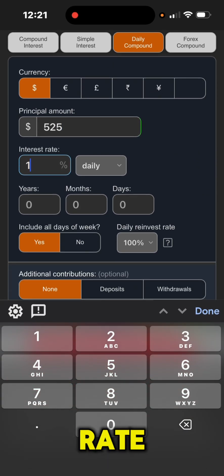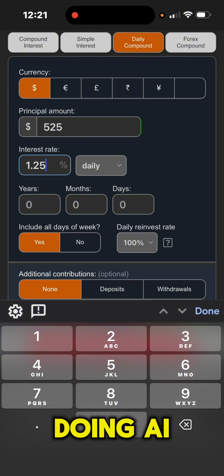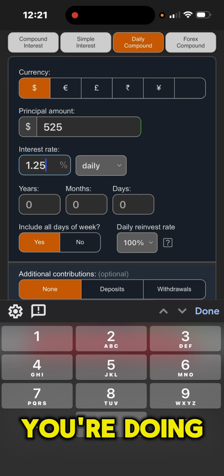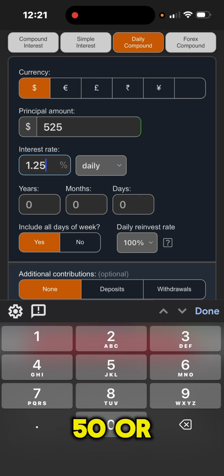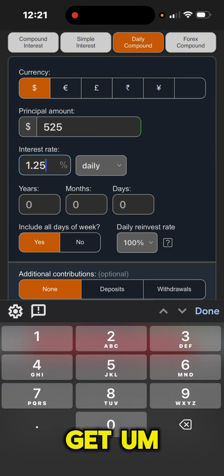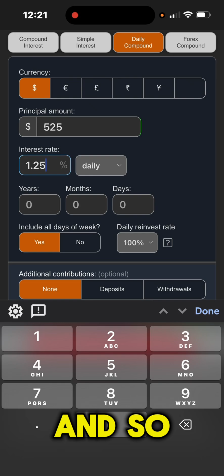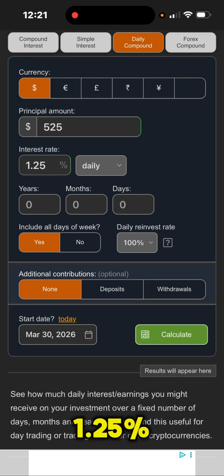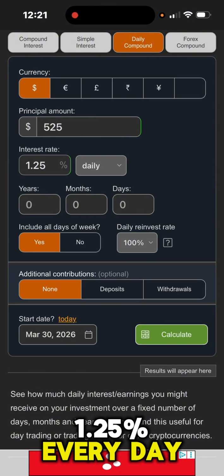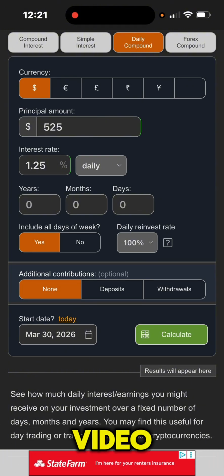And for the interest rate, we're going to put 1.25 because when you're coming to BG, when you're doing AI trading, you're doing trades twice a day. That's the bare minimum. Everyone who joins for 550 or more, you get 2 trades a day. So that's at 1 p.m. and 7 p.m. And so when you do the calculation, that comes to 1.25% every day. Now that's a whole other topic, but I can explain that better in a later video.